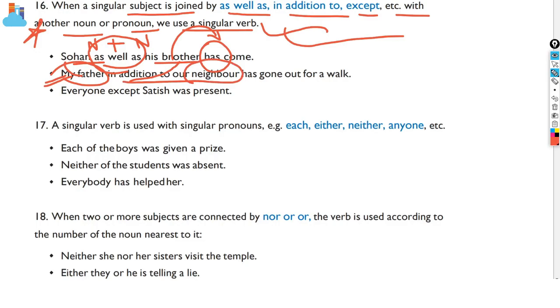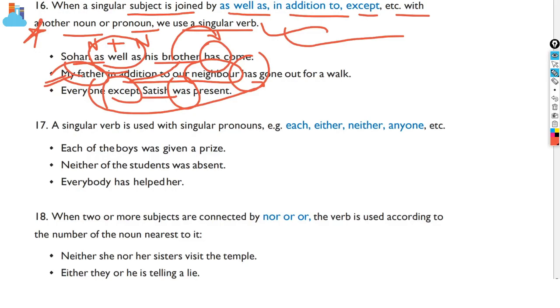So together, what does it mean? It is plural. But what will we consider? We will consider only my father. My father is singular, he is a third person, therefore he will be taking has. Now let us see another example. Everyone except Satish was present. Therefore except comes. When except also comes, the verb that follows will also be singular.